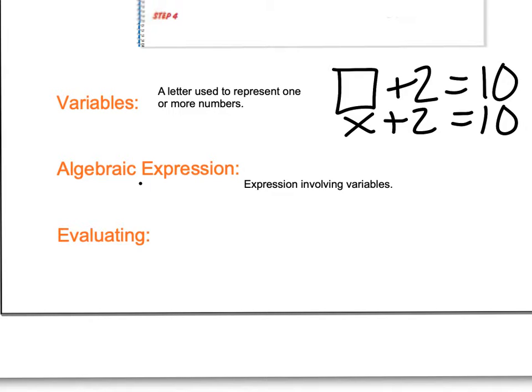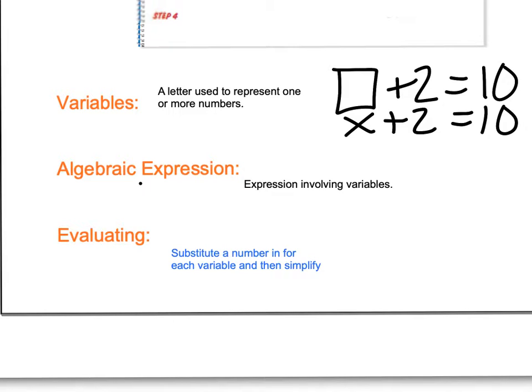So if we needed to evaluate an expression, simply when they ask you to evaluate an expression, they want you to substitute a number in for each variable and then simplify. So substitute a number in for each variable, they'll tell you what the numbers are, and then simplify. That is what they are asking for when they ask you to evaluate.